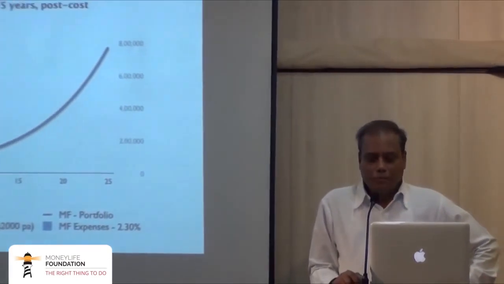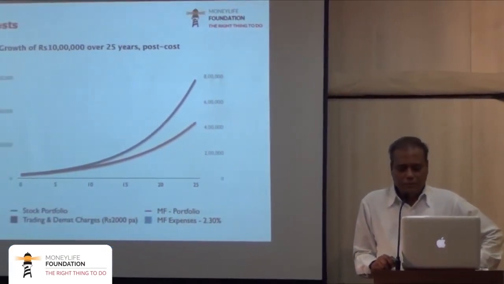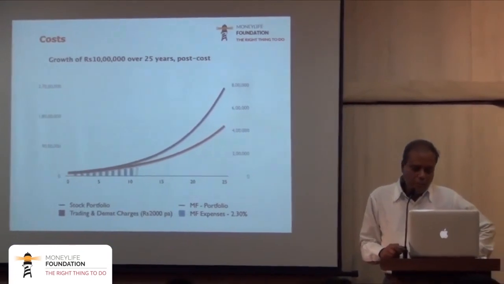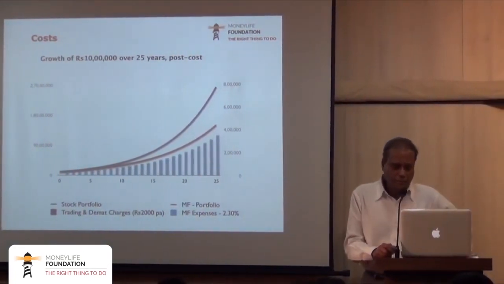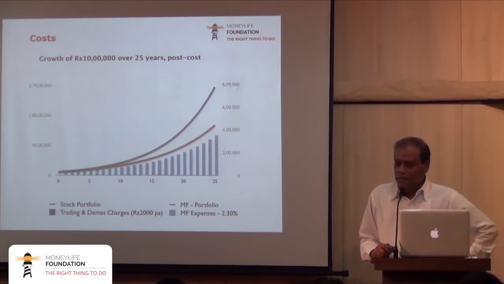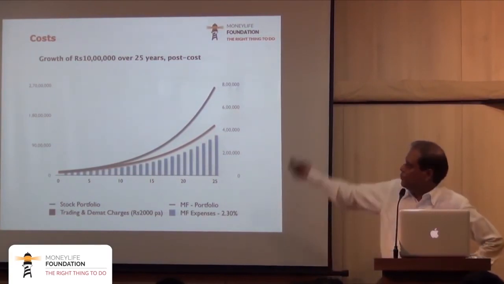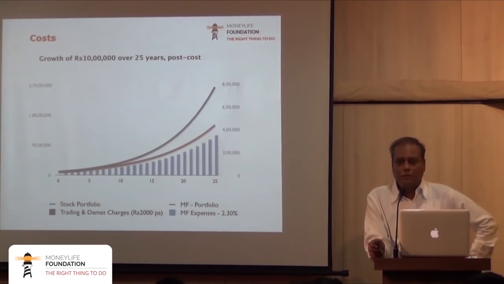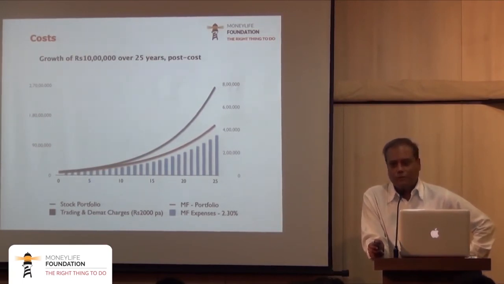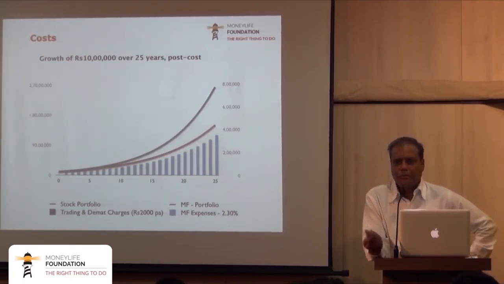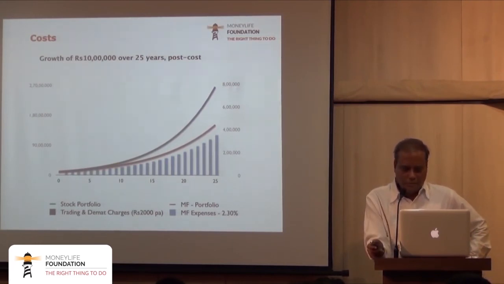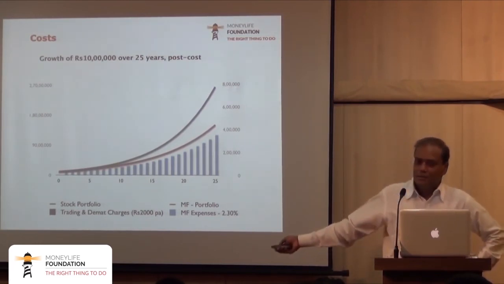Now, this is the growth of a 10 lakh portfolio over 5 years post cost. Between a stock portfolio and a mutual fund portfolio, I have assumed returns which are identical. And yet, if you notice, the stock portfolio has hugely outperformed the mutual fund portfolio at the same rate of return. Doesn't matter what the rate of return is, maybe it is 15% or so. You would notice something quite interesting.